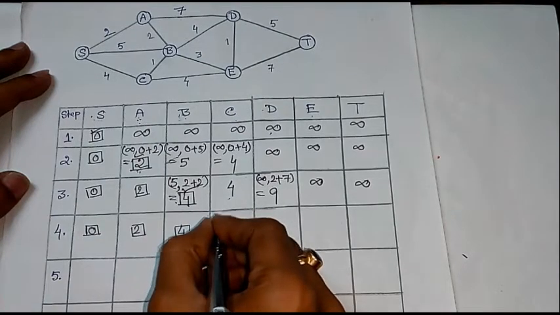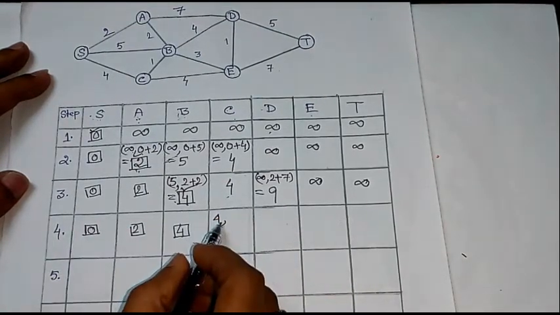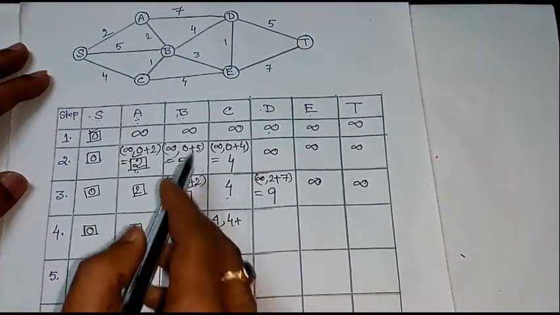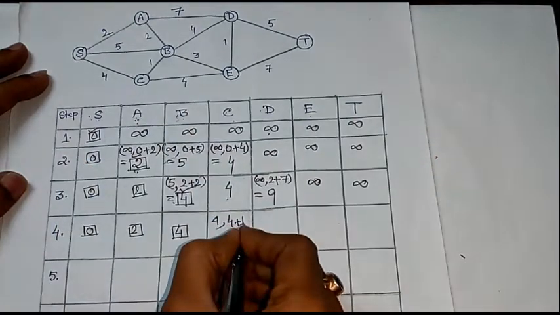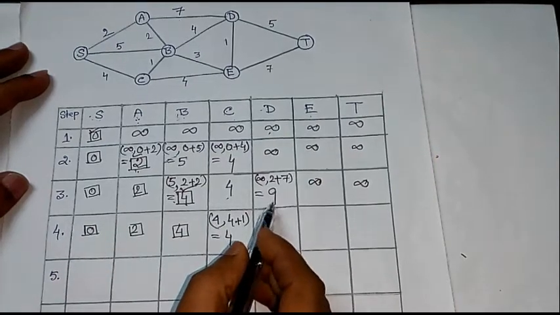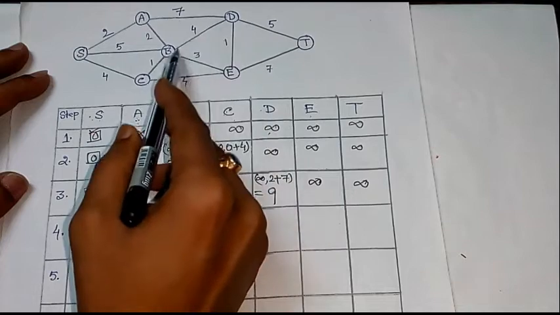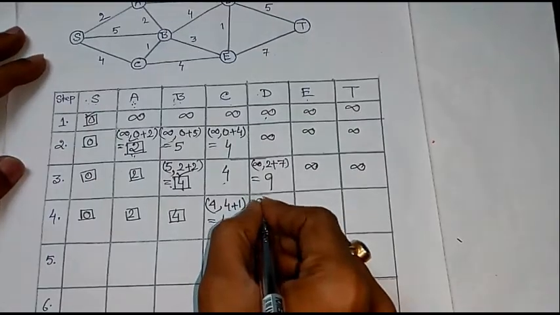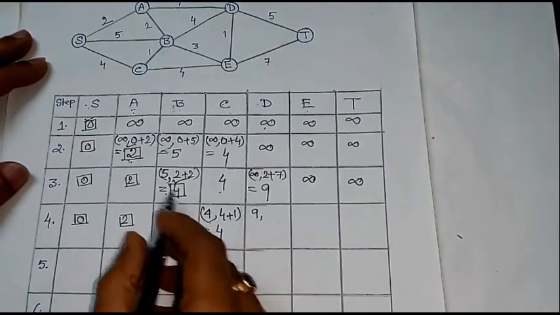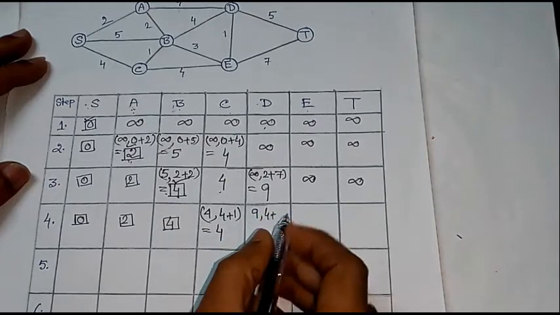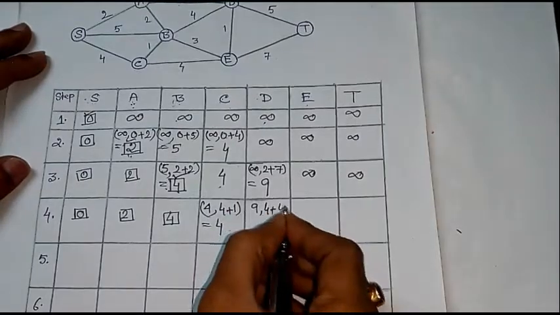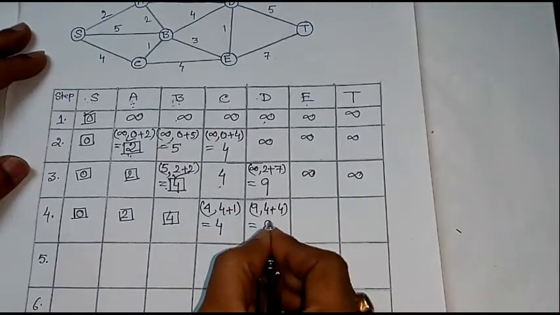Hence the rule is, first of all, put the previous value, that is 4, comma, the permanent level of the previous step, that is 4, plus distance between B and C, which is 1, and minimum of these two is 4. Consider D. Here you see that B and D are adjacent to each other. Hence the rule is previous value of D, comma, permanent level of the previous step, that is 4, plus distance between B and D, and distance between B and D is 4, and minimum of these two is 8.